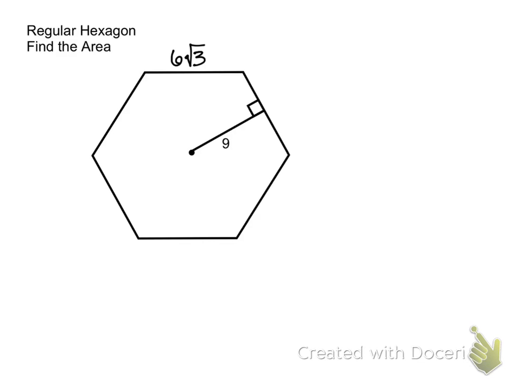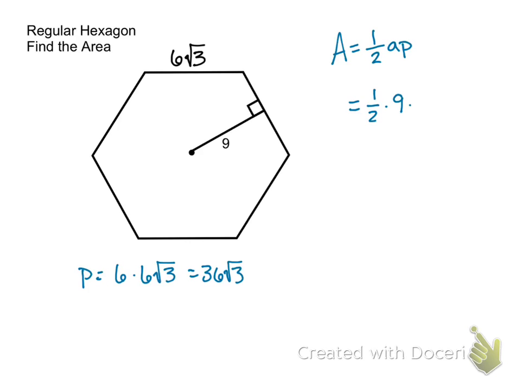The next one I have is a regular hexagon. Same formula here. A equals 1/2 times the apothem times the perimeter. So 1/2 times 9 times the perimeter. On this one is a hexagon, so it's 6 sides. Perimeter equals 6 times 6 square root of 3, which is 36 square root of 3. So we multiply by 36 square root of 3 up here. 1/2 times 36 is 18. 18 times 9 is 162. Square root of 3 units squared. There's the area for a regular hexagon.